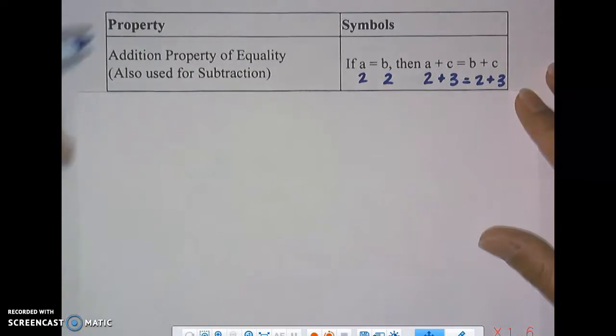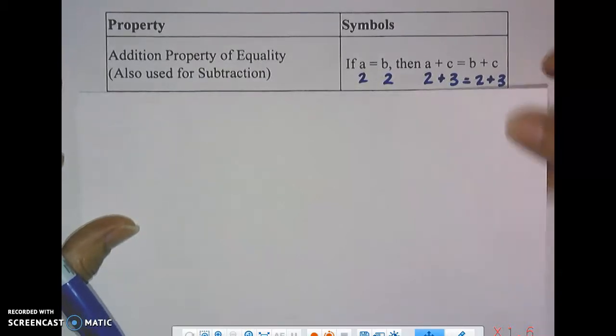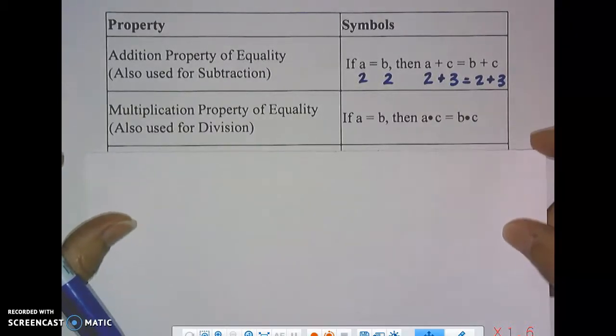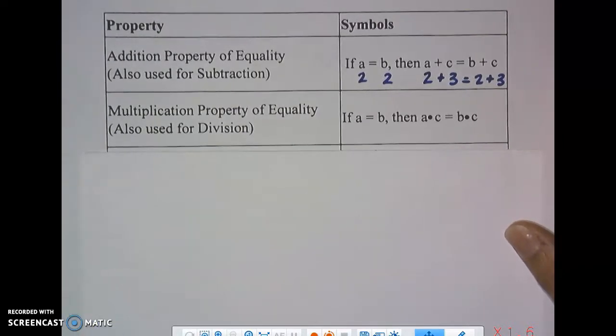We don't use subtraction because you could always add a negative, and then that would be your addition property of equality still. Same thing is going to happen for multiplication. There's a multiplication property of equality. It's also going to be used for division.